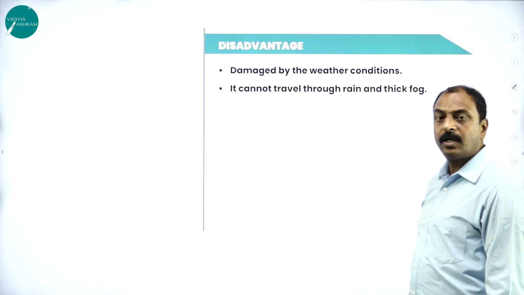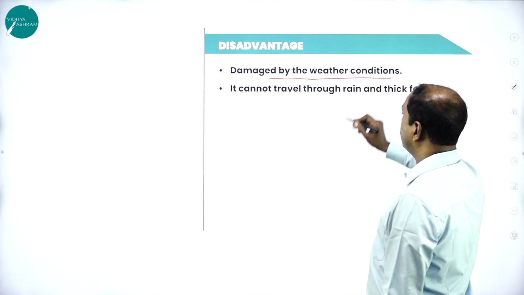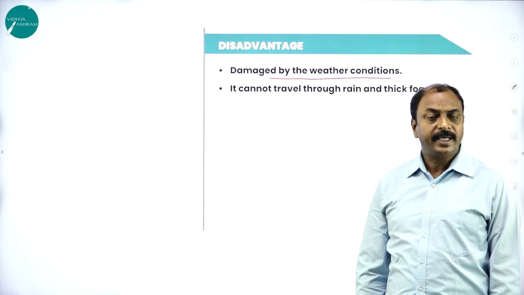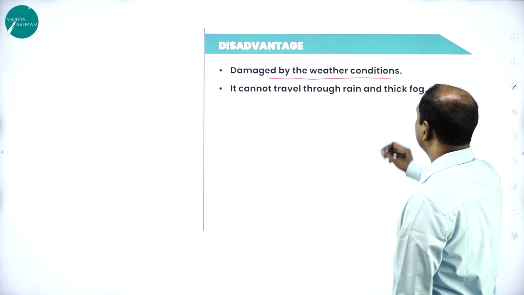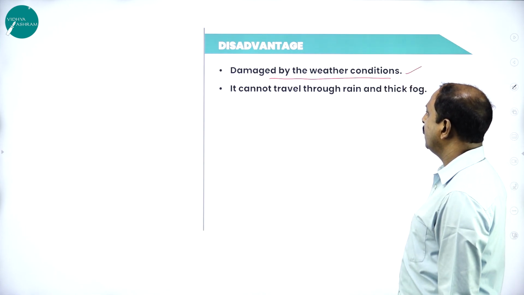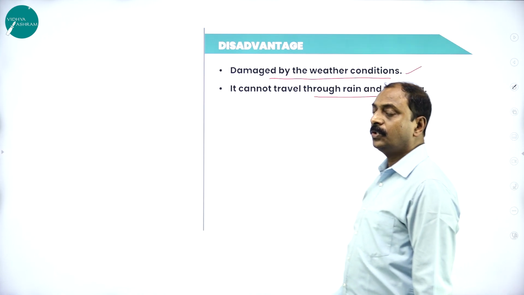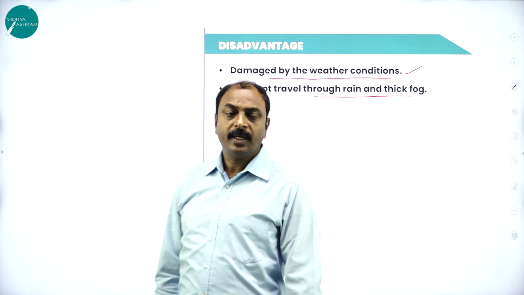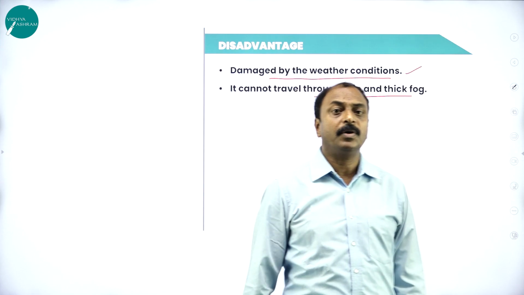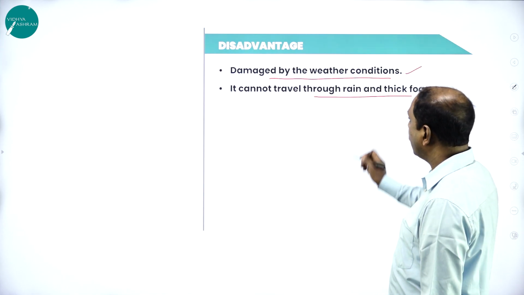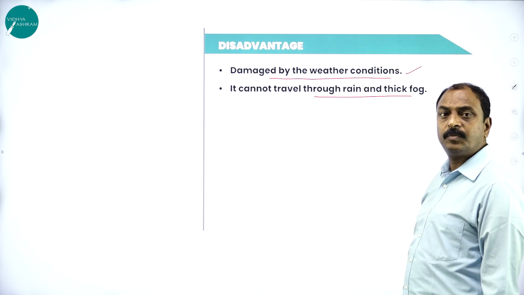Now what is the drawback of this? It is damaged by weather conditions. With respect to weather, it can damage the signal, and it cannot travel through rain and thick fog. If the weather condition is too bad, it is not advisable to use this type of communication, as we may not have effective communication. This is about laser communication.